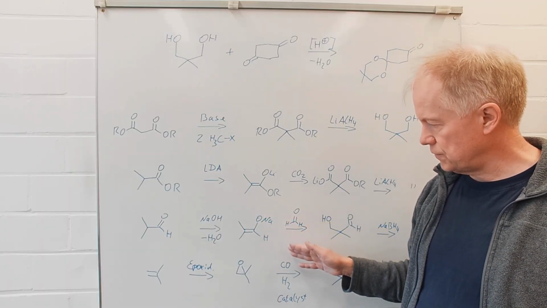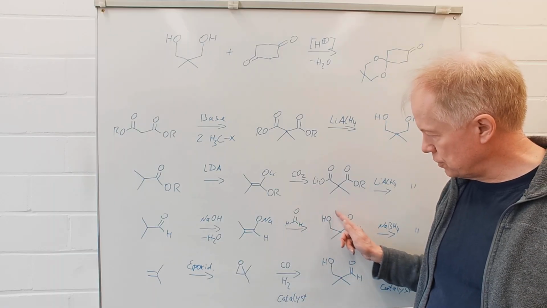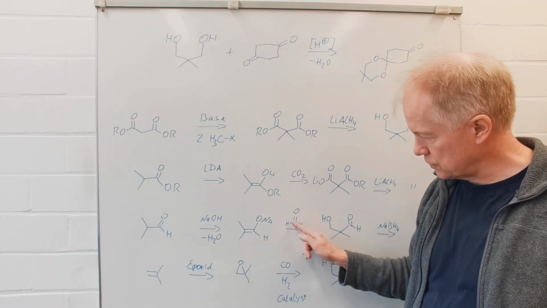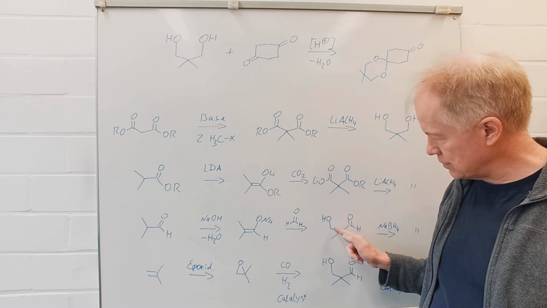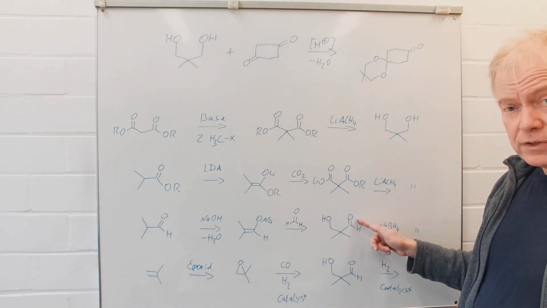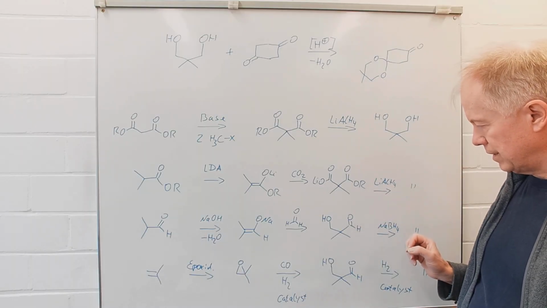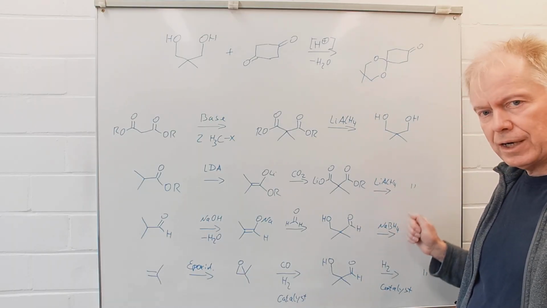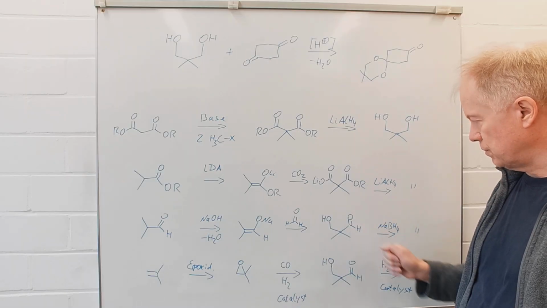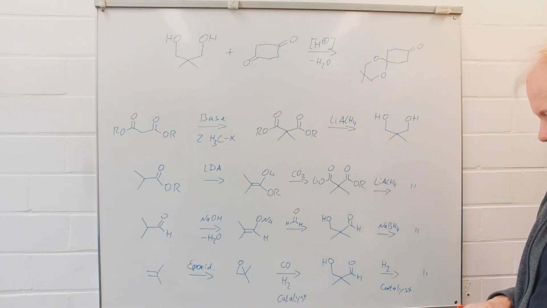This is reactive enough to react, for instance, with formaldehyde, to introduce, this is the nucleophilic center, the electrophilic center, thus we introduce the hydroxymethyl group. Since this is an aldehyde, we don't need lithium aluminum hydride. Sodium borohydride is already sufficient for the reduction, again to our target molecule.